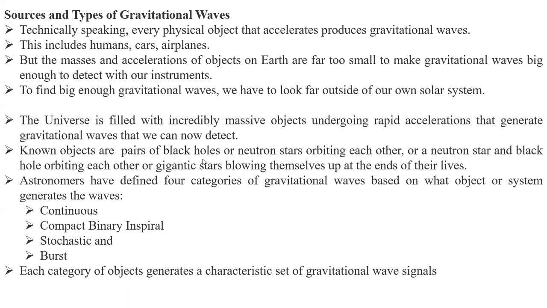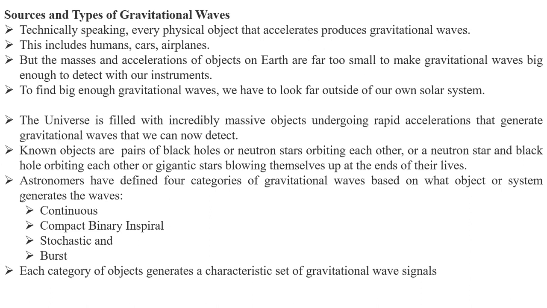Now, knowing these things, examples are pairs of black holes or neutron stars orbiting each other, a neutron star and a black hole orbiting each other, or gigantic stars blowing themselves up at the end of their lives. Astronomers have defined four categories of gravitational waves based on what object or system generates the waves. It's only a classification, nothing more. The universe never comes with classifications. At least because of these classifications, we can understand.